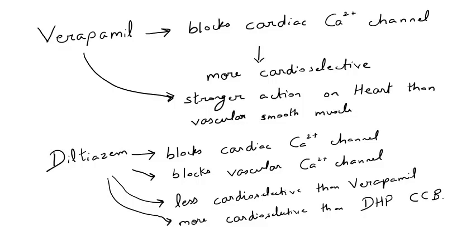Verapamil blocks cardiac calcium channel. So verapamil is more cardioselective. Verapamil has stronger action on heart than on blood vessels. Diltiazem blocks cardiac calcium channel as well as vascular calcium channel. So diltiazem is less cardioselective than verapamil, but diltiazem is more cardioselective than dihydropyridine calcium channel blocker. So more cardioselective is verapamil and less cardioselective is diltiazem.